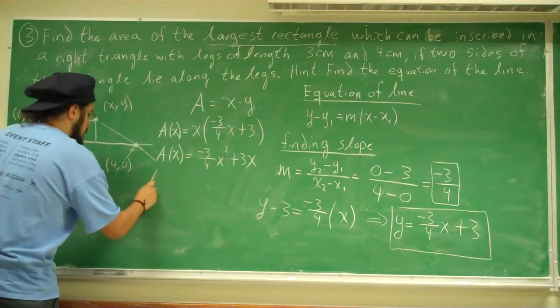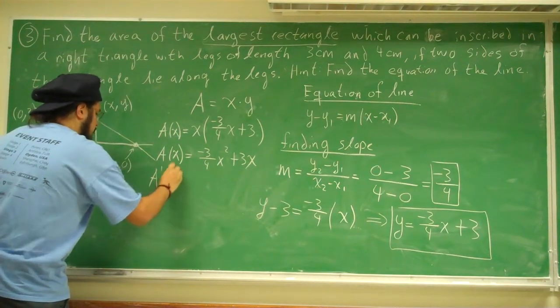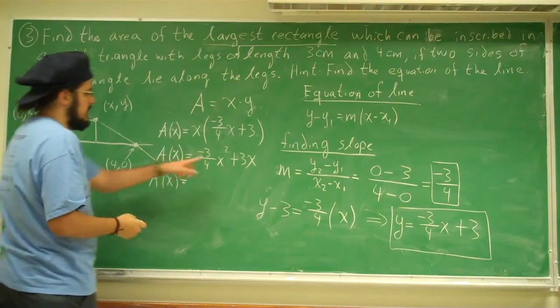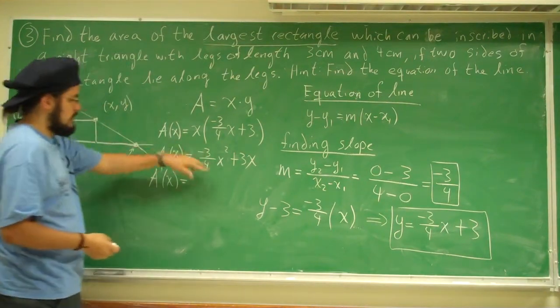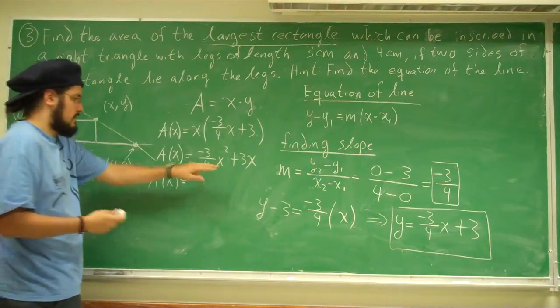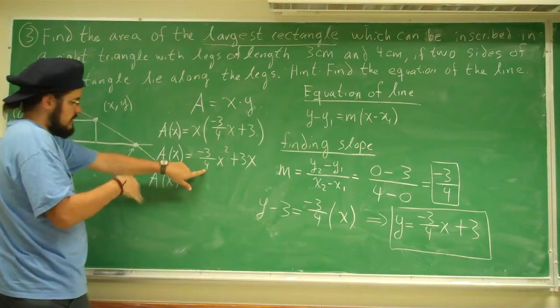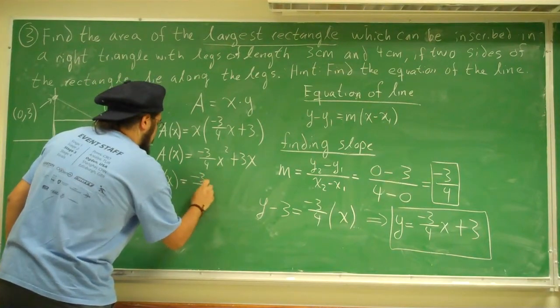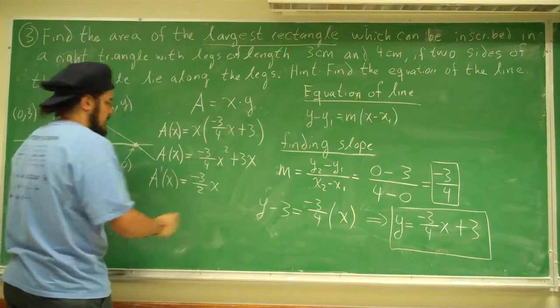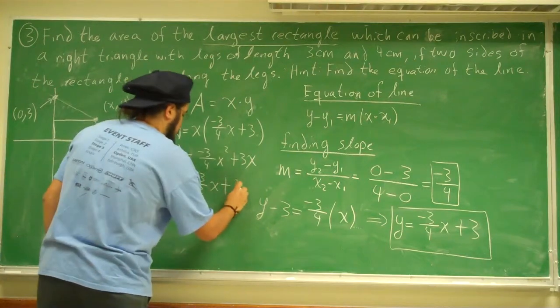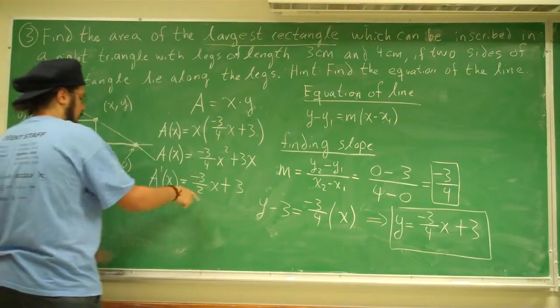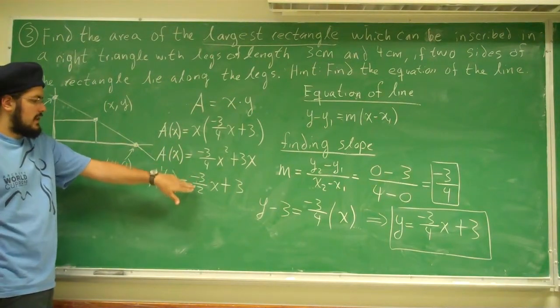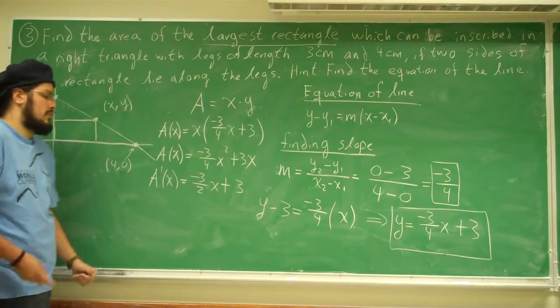Now let's take the first derivative. So A prime of x is going to be the derivative. Minus 3/4 is a constant, and the derivative of x squared is 2x. So that'll cancel out the 4 here, and you're left with the 2 on the bottom. So that's minus 3 divided by 2 times x, plus the derivative of 3x, which is just 3. Okay, so we have A prime equal to minus 3/2 x plus 3.